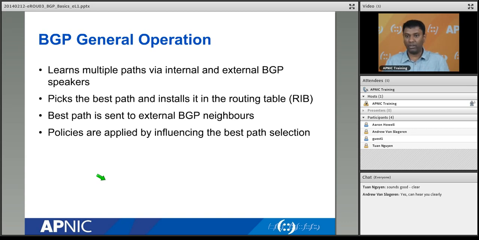In the first case we discussed, we learned two pieces of path information from two different neighbors. We select the best path, and only the best path I'll send to my downstream neighbor. That's how BGP will select the best path.